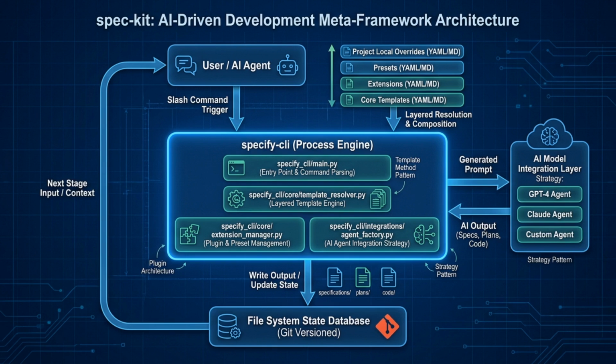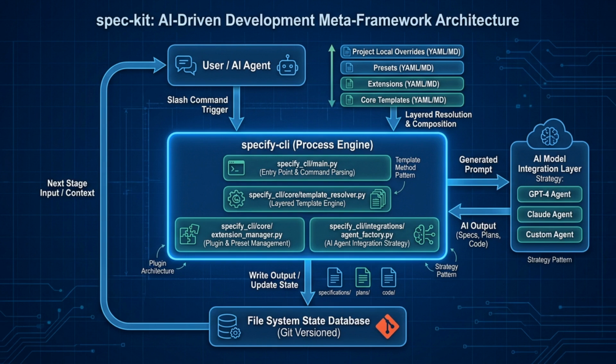Second, Spec-Kit uses a layered template override system. A great way to think about this is like CSS for AI prompts. Rules in local project files can override presets, which override extensions, which in turn override the core defaults. This layering provides immense flexibility for customization.